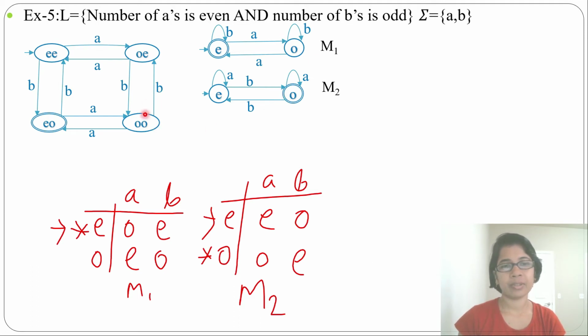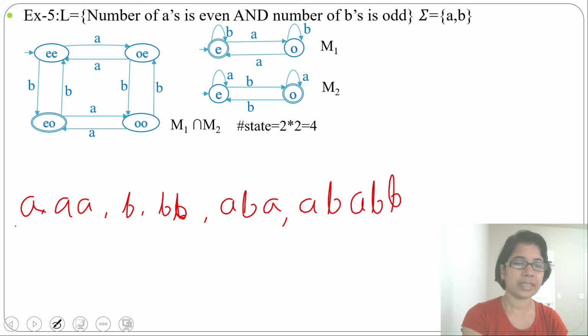You can directly make the transition diagram or you can create the table for simplicity. Now this is the DFA that accepts number of A is even and number of B is odd. Here the number of states is 2 multiplied by 2, 4. Let's write some strings and check whether it is accepting or not.